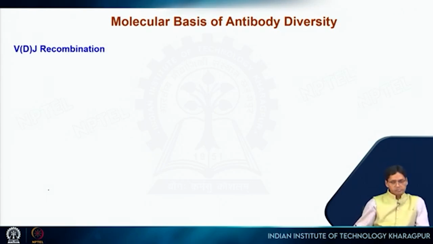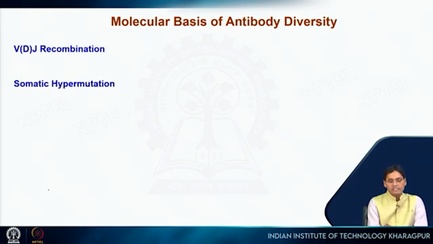Now, in addition to this VDJ recombination that I mentioned, we have something extra as well. That is particularly for antibody, not for TCR. Okay? So what is happening? Besides VDJ recombination, another important thing is happening that is called somatic hypermutation.